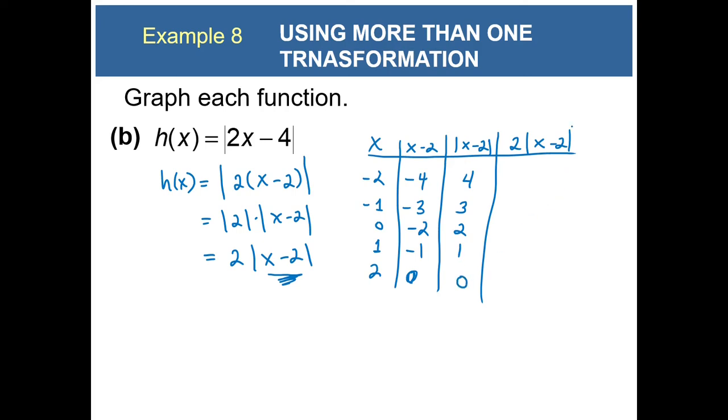And now in the last column, we're just going to simply multiply all of these by 2. So that's 2 times 4, that's 8. 2 times 3 is 6. 2 times 2 is 4. 2 times 1 is 2. And 2 times 0 is 0. So now we'll be able to plot the points on a graph, and we'll see what this looks like.